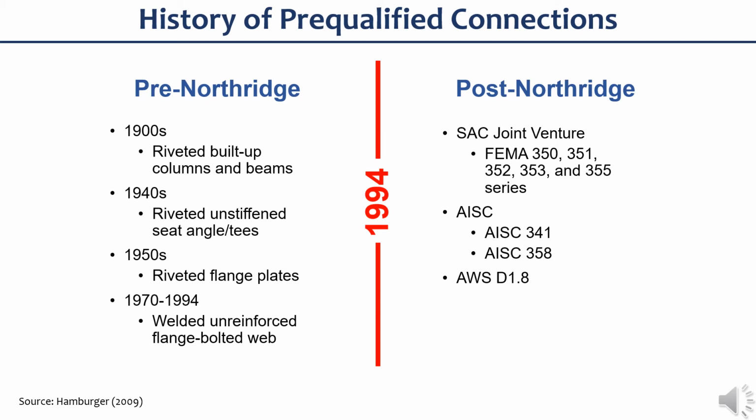According to history, the moment connections have evolved from riveted built-up columns and beams in the early 1900s to the welded unreinforced flange with bolted web in the late 1960s. But after the 1994 Northridge earthquake, it was discovered that a number of moment frame buildings experienced brittle fractures even for the moderate inelastic demands.